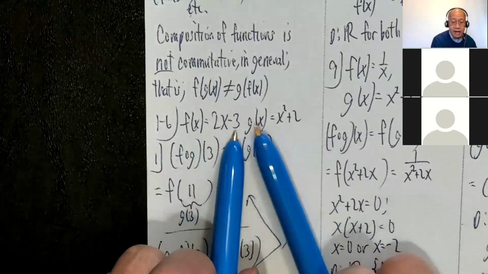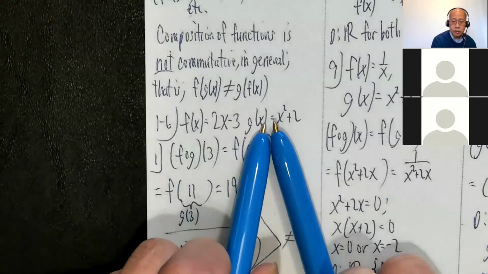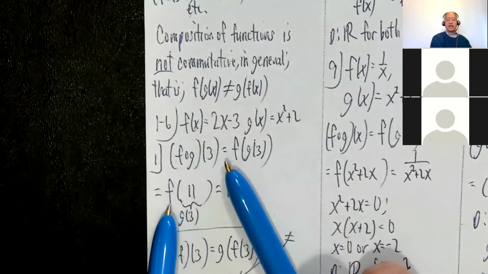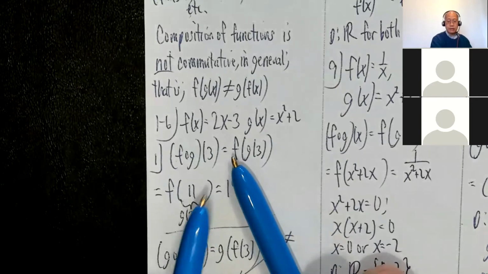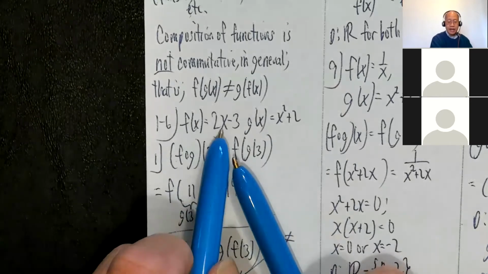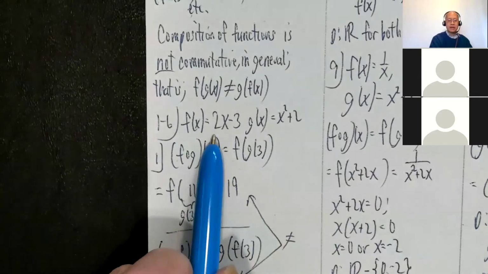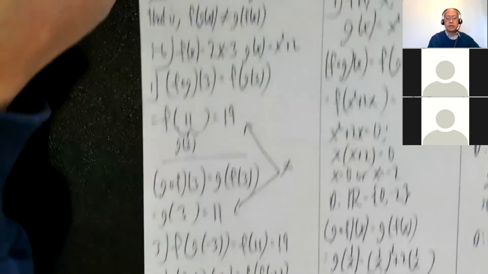If I only look at that, I'm supposed to do that first anyway. G of 3, that's 11. 3 squared is 9, 9 plus 2 is 11. Now I'm doing f of 11. This thing here was my G of 3, came out to be 11. So now I take that 11 and apply it to f. 2 times 11 is 22. 22 minus 3 is 19. So the final answer is just 19.